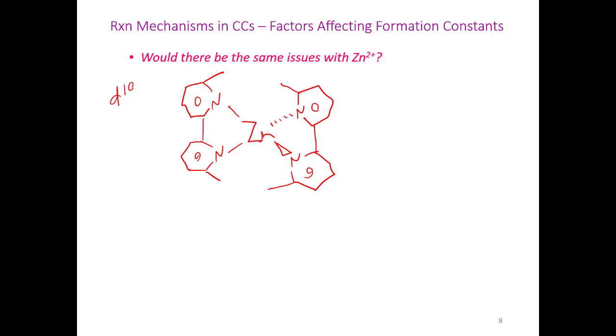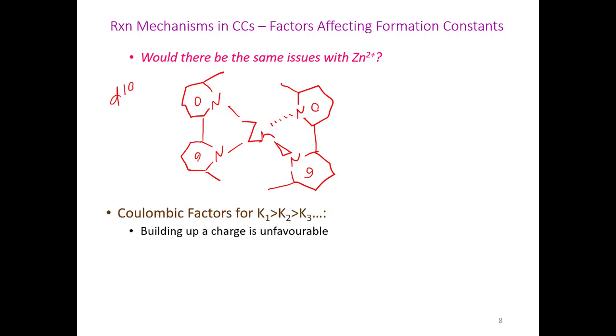And we saw coordinating two of these bipyridine ligands on copper wasn't possible because the two ligands were in the exact same plane. So Coulombic factors could be another reason why K1 is greater than K2 is greater than K3, more so than would be predicted by statistics alone. What this means is that if you're building up a lot of charge on your metal complex, that would be unfavorable. So one way this could occur is if you were replacing a neutral ligand with an anionic ligand.